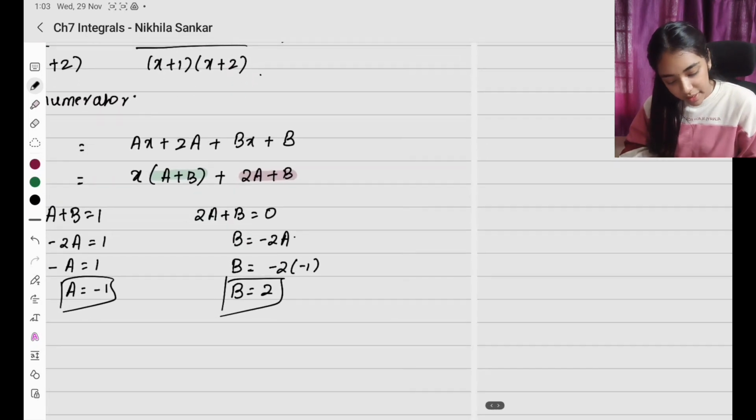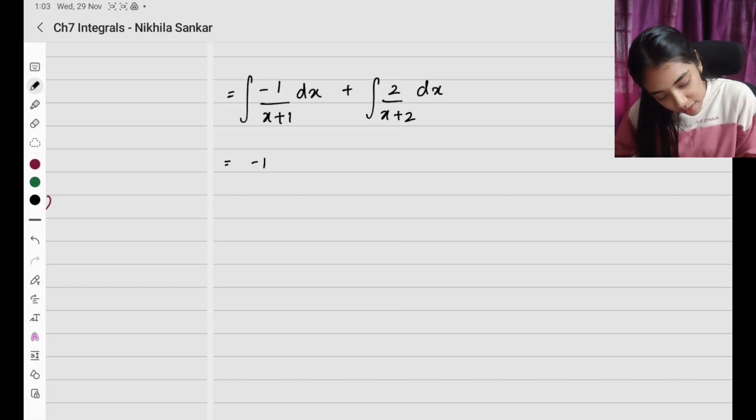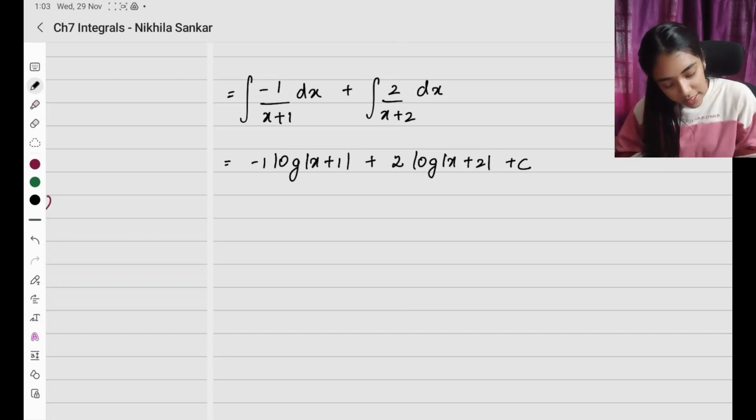Appo enna irukku? B divided by x plus 2. So I have 2 plus 2 divided by x plus 2 times dx. So I can take the minus 1 outside and I have log mod x plus 1. இந்த இடத்துல 2 வெளியில எடுத்தா integral of 1 by x plus 2 is going to be log mod x plus 2 plus c. இது இப்படியே விட்டுறலாம், இல்ல இன்னும் simplify பண்ணனும்னா என்ன பண்ணலாம்?